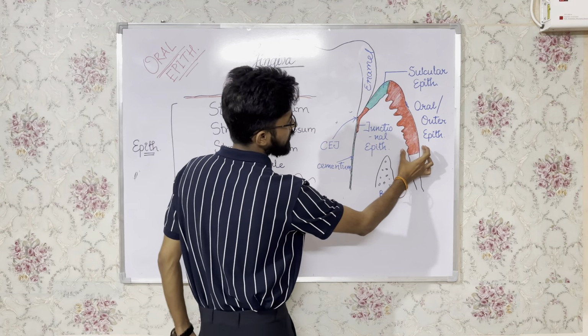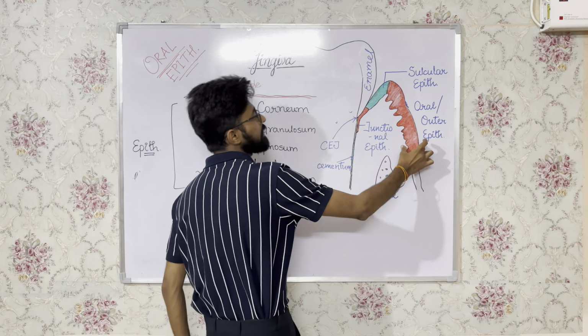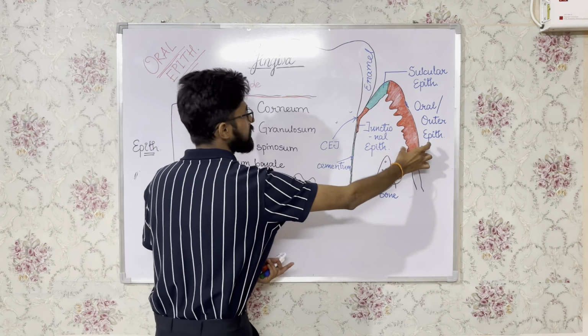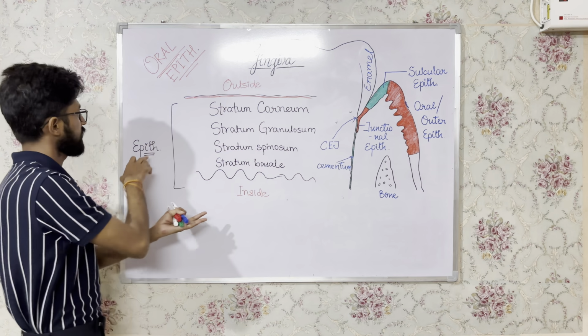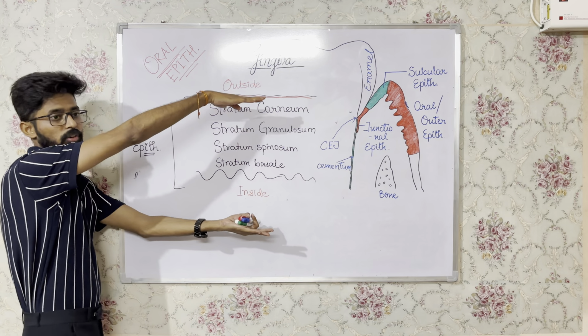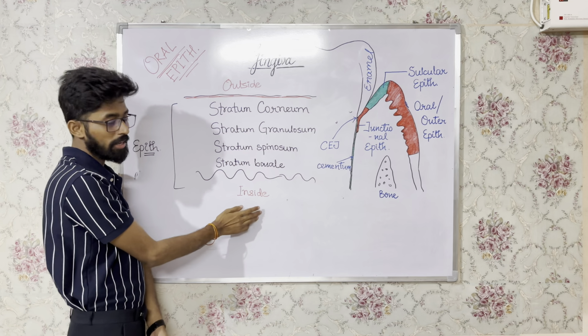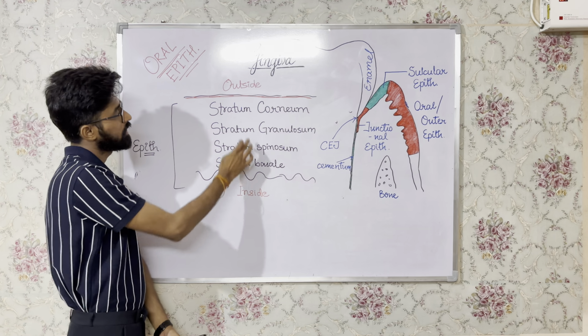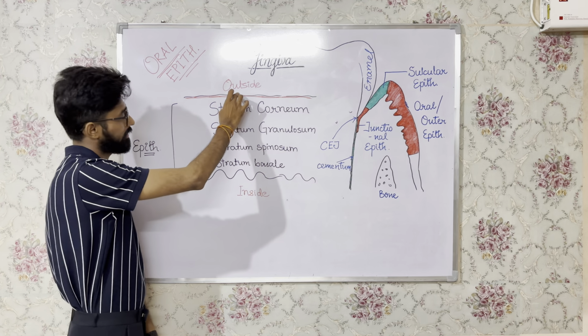See, this is the thickness of the epithelium. I am drawing this thickness over here. Imagine this thickness is drawn over here. Okay, this is the epithelium, this is the thickness. This is the inside towards the connective tissue, this is the outside towards the surface, right?